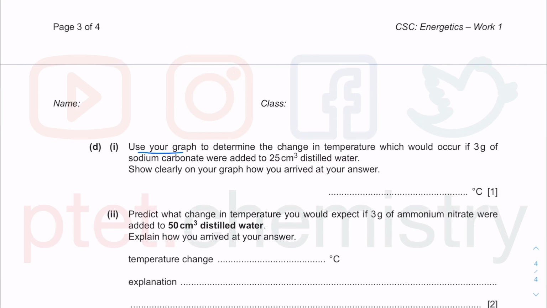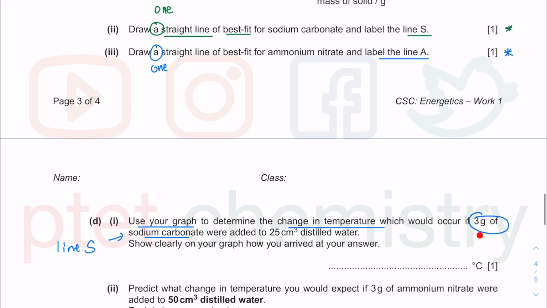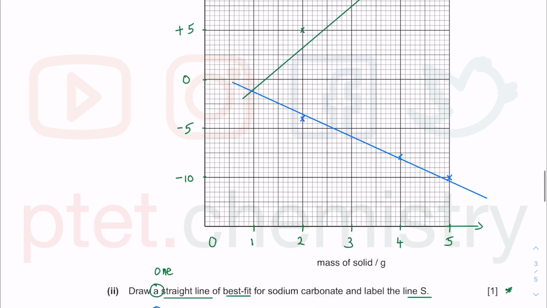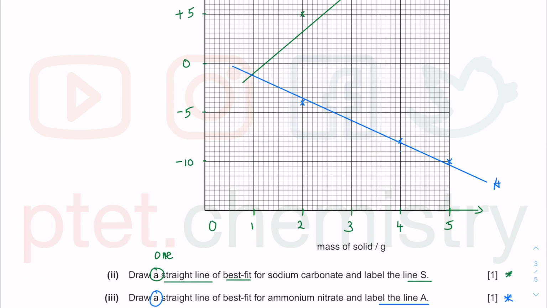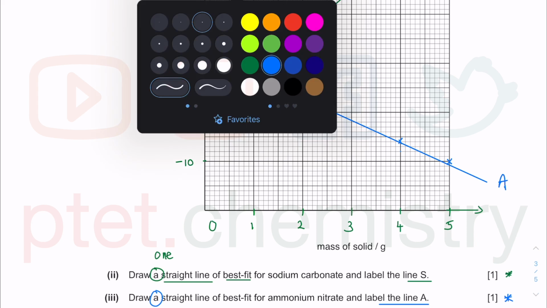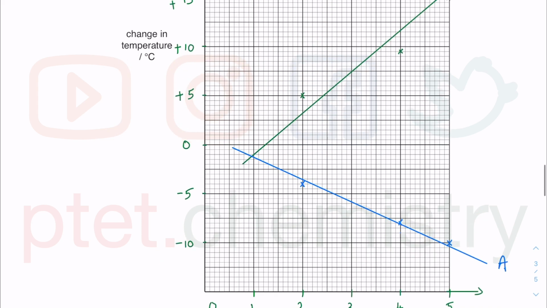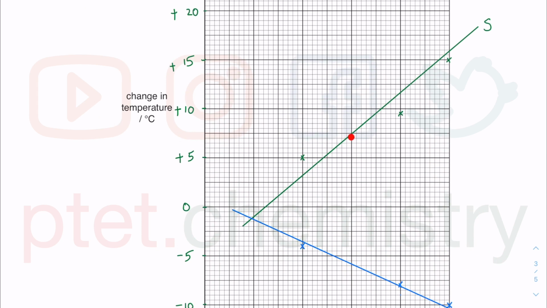Use your graph. Determine the change in temperature if 3 grams of sodium carbonate, so we are looking at line S, because the sodium carbonate line was line S. I should really label this line A, because that's what the instruction given to us in the previous video of the question. We're now looking at 3 grams of the green line, which is the line S. So this is 3 gram.